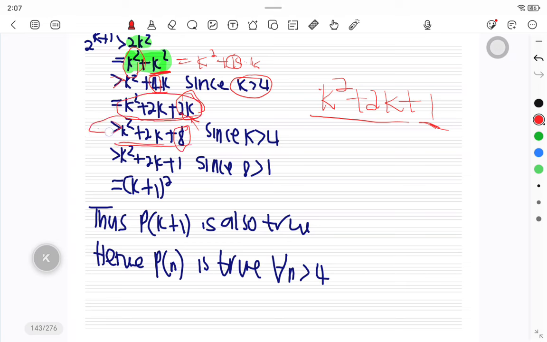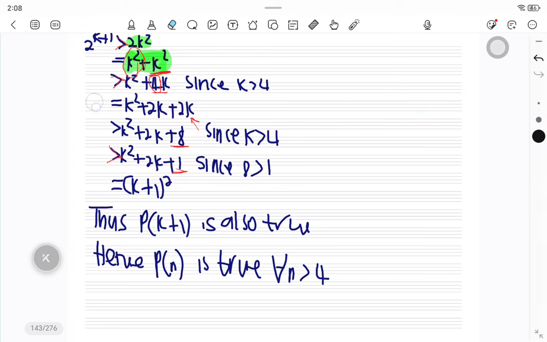Now, we know that 8 will always be greater than 1. So the sign is still applicable. You see that the sign started by looking this side. It will never look at the other side. You see, right? So now we arrive at the right-hand side. You can just easily change this to k plus 1 all squared. Thus, p of k plus 1 is also true. Hence, p of n is true for all n greater than 4. Any question?